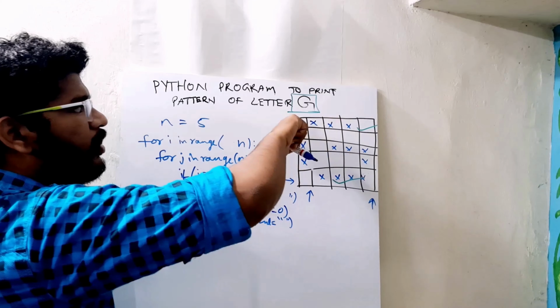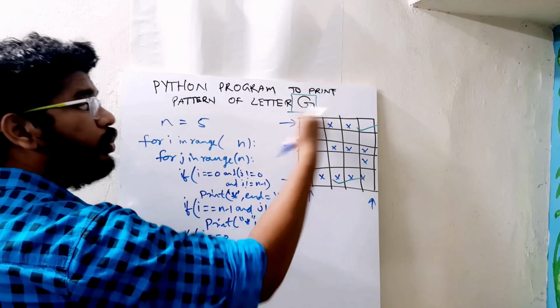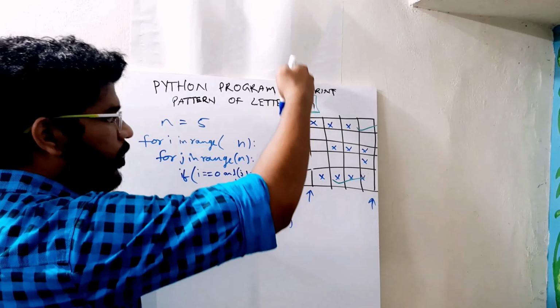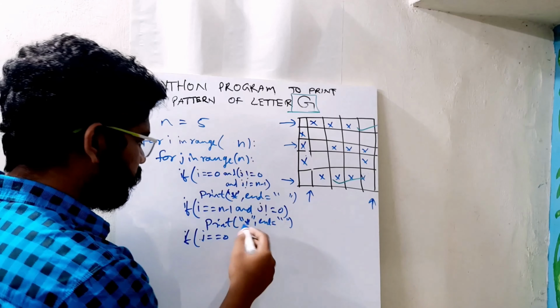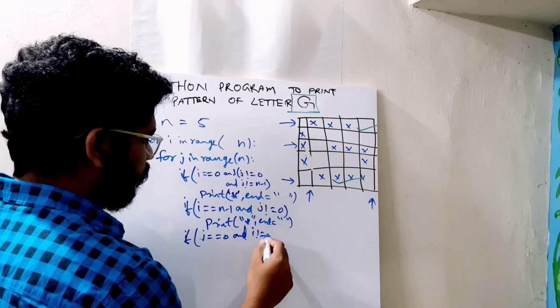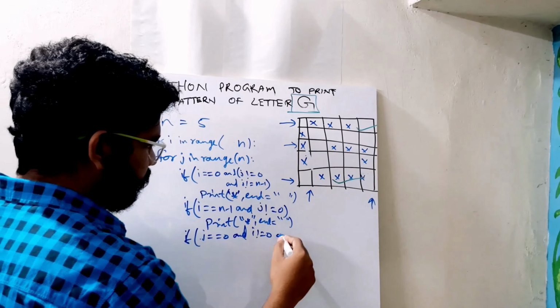Here we printed row equal to 1 and column should not be equal to the first row. Here similarly, the column should be first. There should be the first column and it should not be the first row. Now also i not equal to n minus 1. This is the last row, right?